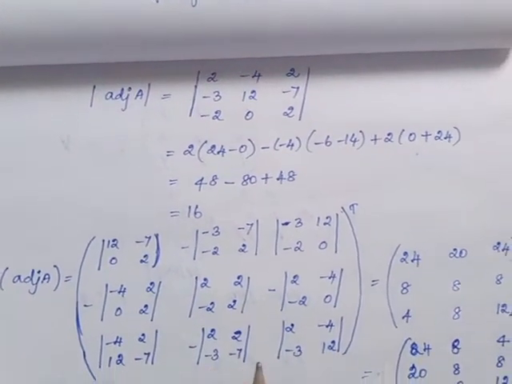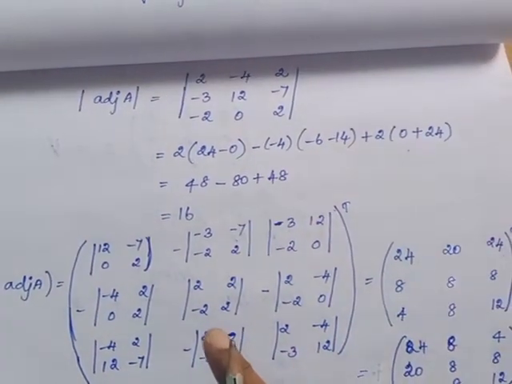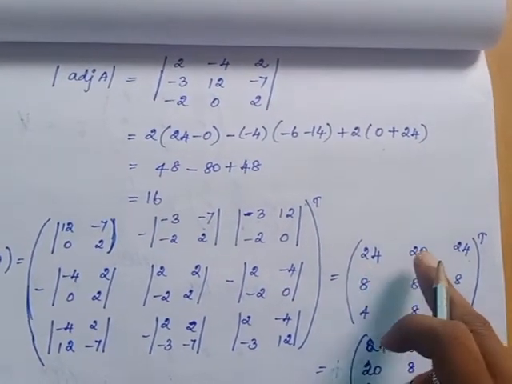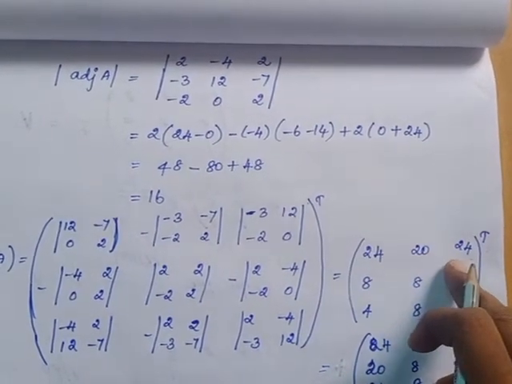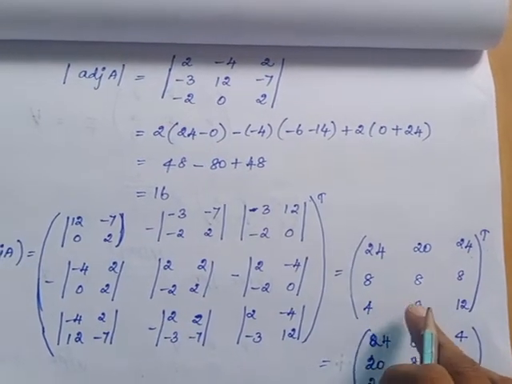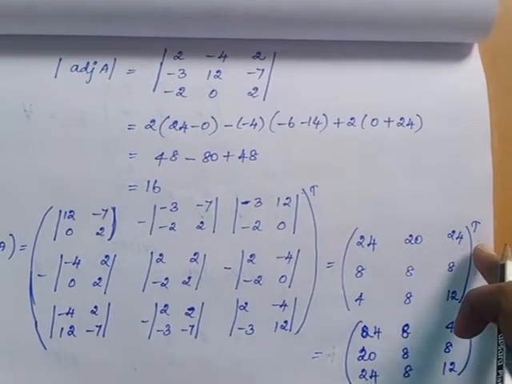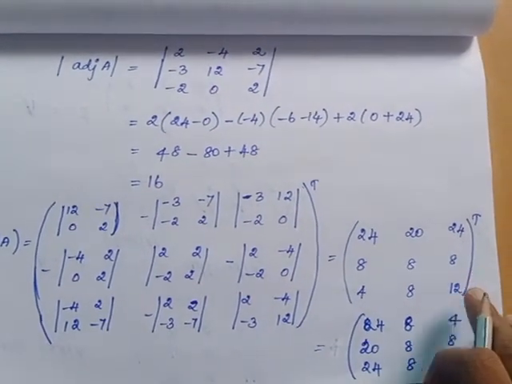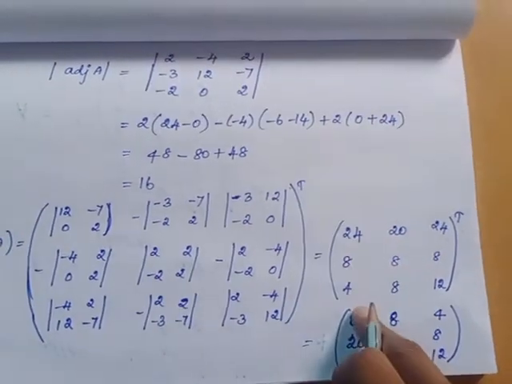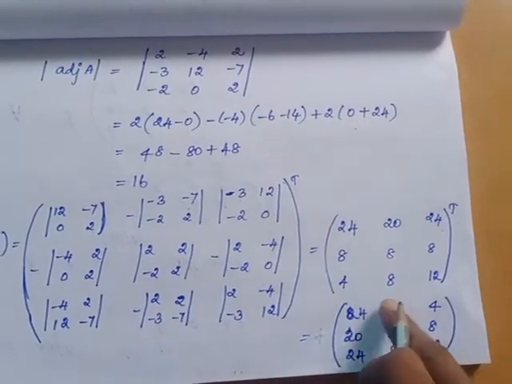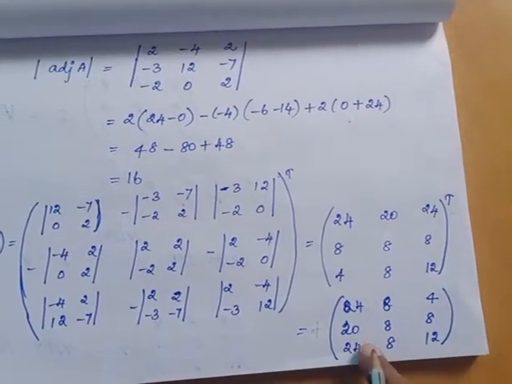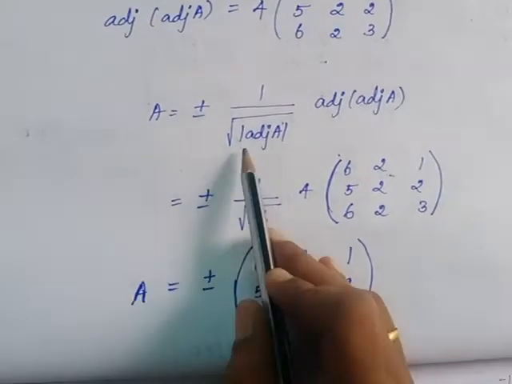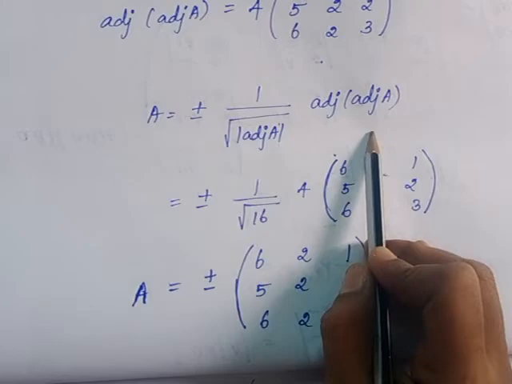In the same way, proceeding like that, you have to find the minor for every element. We get the answer 24, 20, 24, 8, 8, 8, 4, 8, 12. Then we take the transpose. If you want to take a transpose, you have to interchange rows to columns or columns to rows. So the first column is written as the first row, the second column as the second row, and the third column as the third row. That's all.